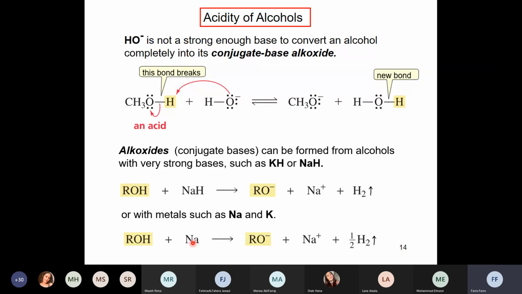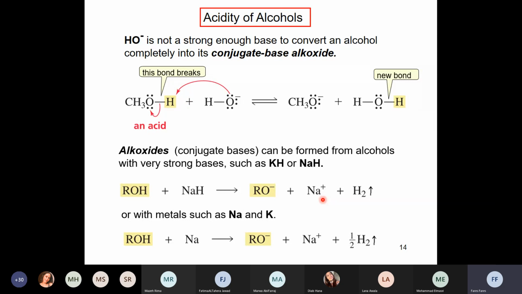طبعا بيطلع معي hydrogen gas as a byproduct, and this is not important. Usually we only show the alkoxide conjugate base as a product. ما في داعي نكتب the other product as usual. هذا كان ما يخص the acidity as of alcohols, which is very important. بتمر معنا كتير خاصة بالماتيريال السنة الثانية.